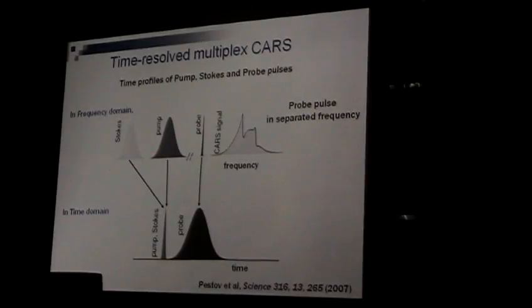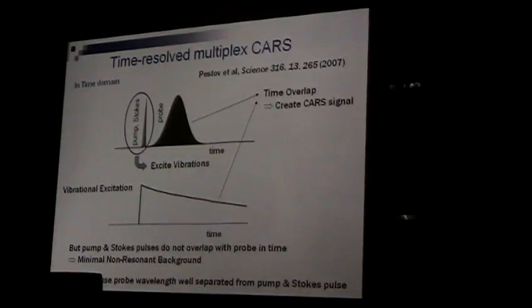Now, if you look at these three pulses in the time domain, these two have broad bandwidth. That means they will be short pulses in time, something like 100 femtoseconds. So they have pump and Stokes here. Now the probe is narrow in frequency. That means in time it is broad, like a picosecond. Now the trick was to delay this one long after the first pulse. Let's see what happened. So I will draw this again.